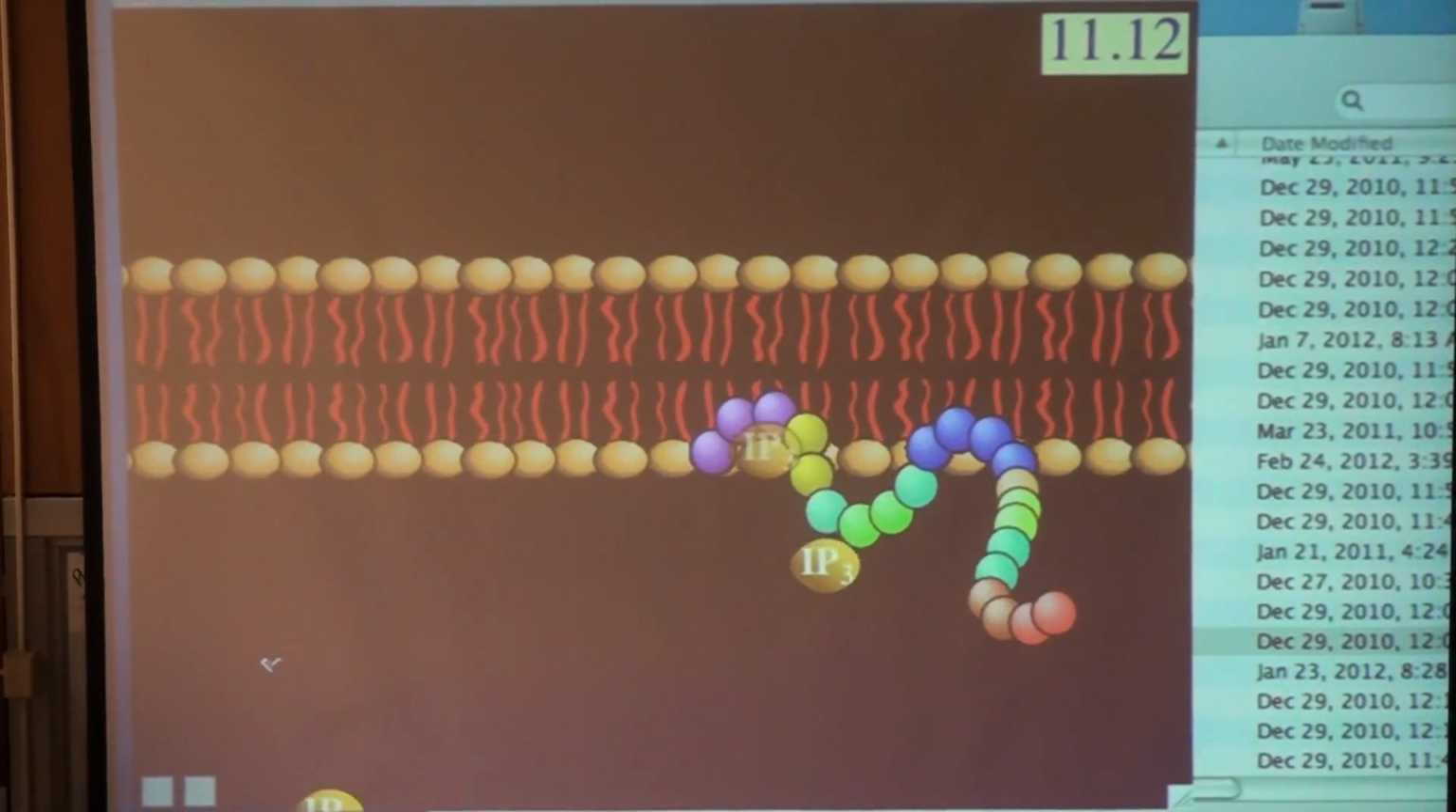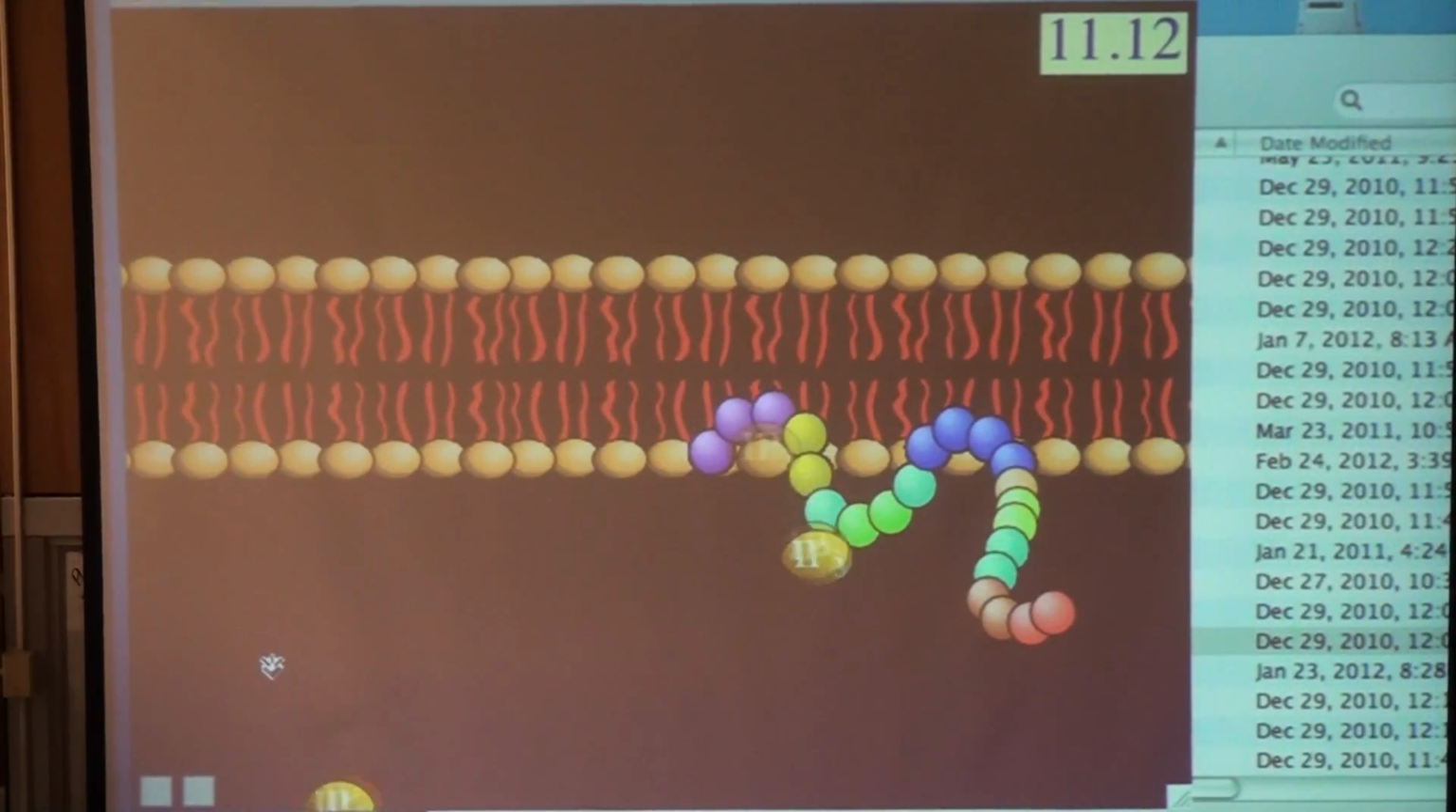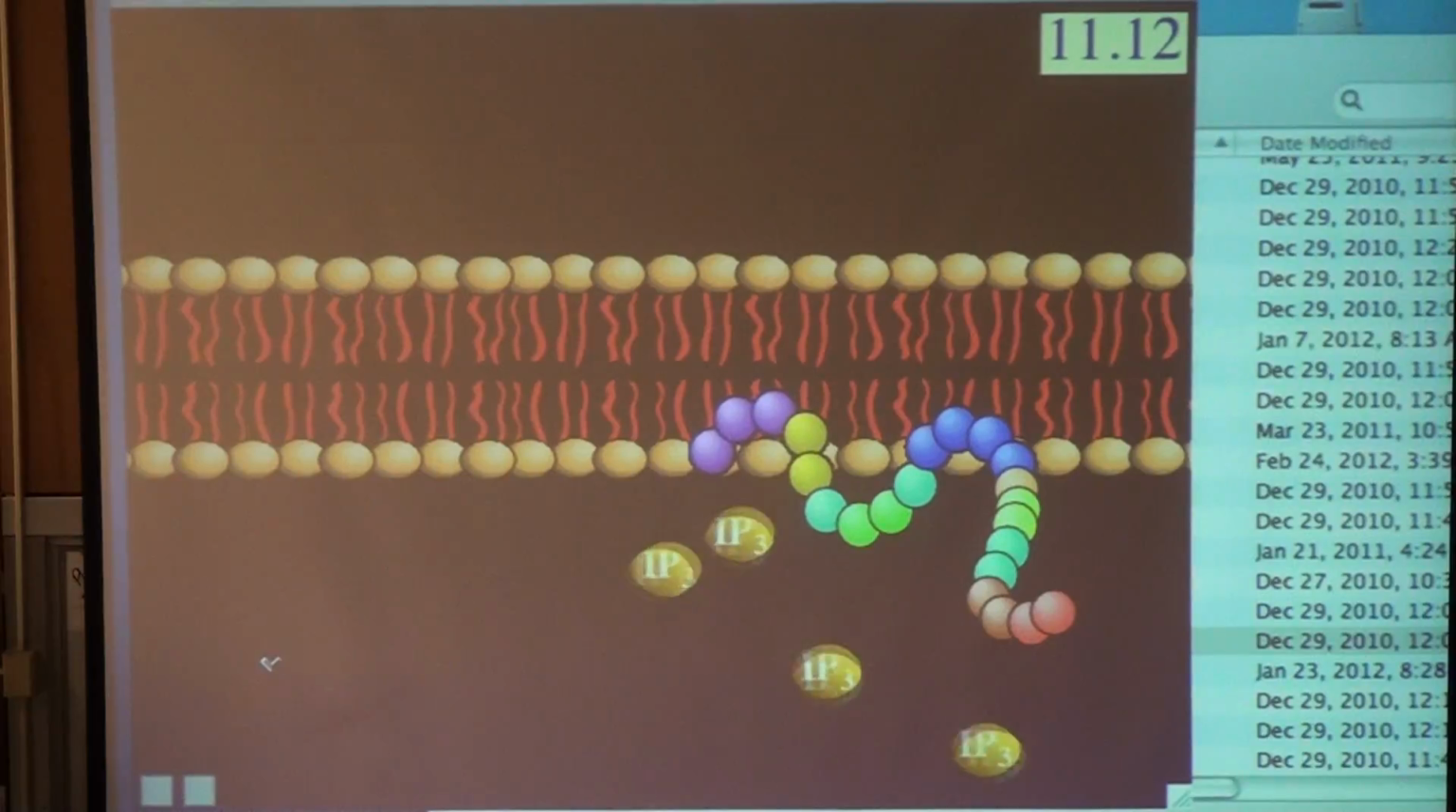I think I've neglected to mention something. These second messengers are always small non-protein molecules. Why are they small? Well, remember the laboratory on Wednesday, the smaller the molecule, the faster it diffuses. So by being small, second messengers can spread out in the cytoplasm faster.